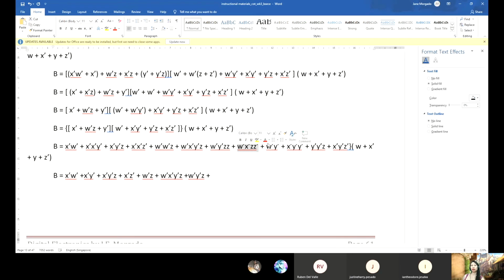So what will happen here? This would become equal to what? z z prime. This would become equal to zero. So it means you just have to remove this one. Then w prime, y prime. So we have w prime, y prime, plus x prime, y prime, x prime, y prime, y prime, so just equal to x prime, y prime, plus y prime, z, so just simply equal to y prime, z, and of course, plus x prime, y prime, z, so we'll just copy.